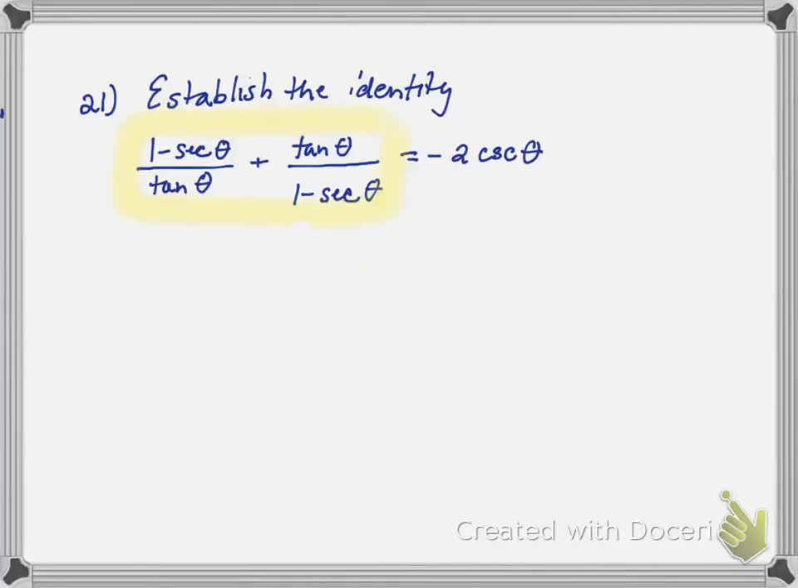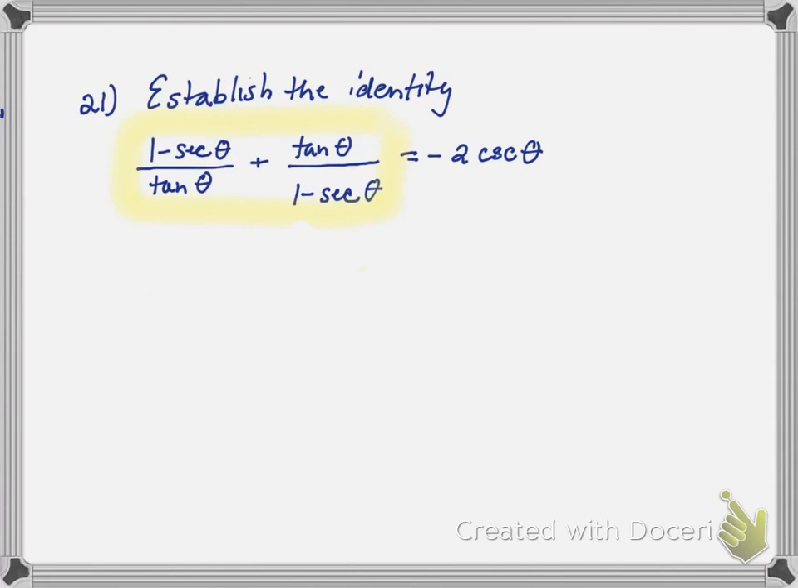This is question number 21 on the final exam review for trigonometry. Establish the identity. Before I look at the problem, I just want you to know if it says establish the identity, the goal is to make one side look like the other side. And to do that, you need to know some substitution in terms of the fundamental identities or algebra.